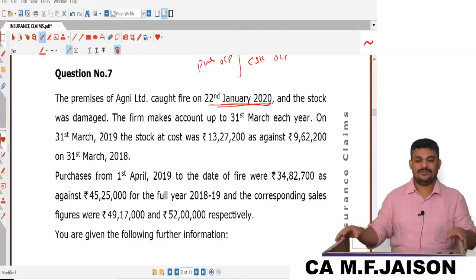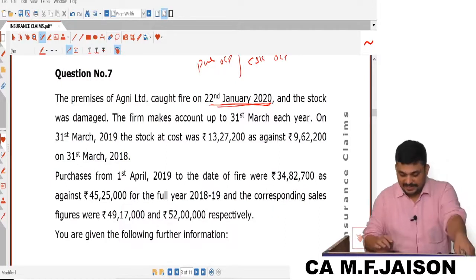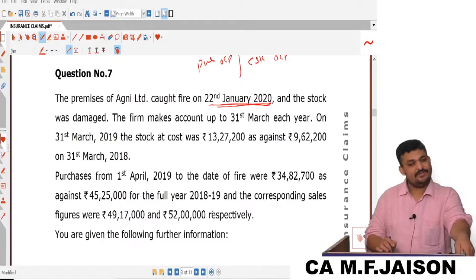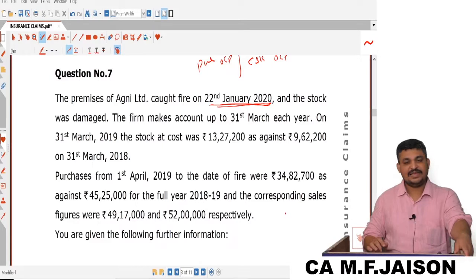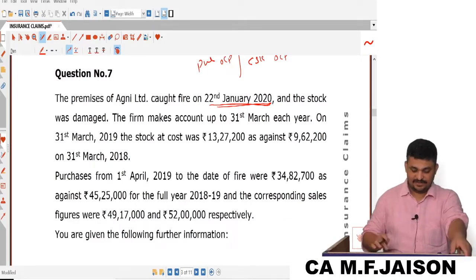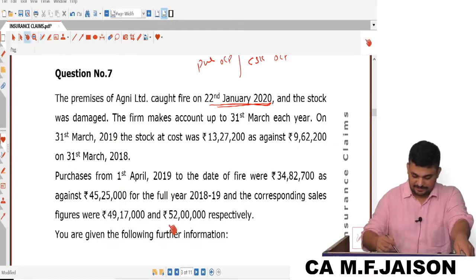So like that you should be very clear. Purchases from 1st April 19 to the date of fire are given, as against the full year 1819 information given. Purchases for the current year are given, previous year purchases given. Similarly, sales for the current year are given, sales of the previous year given. You are given the following further information also.